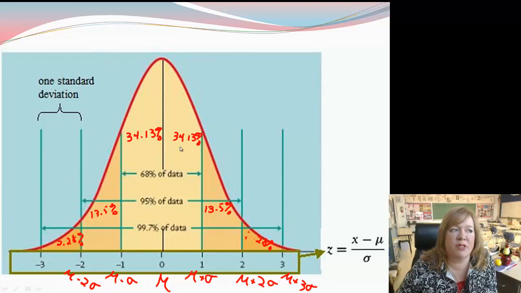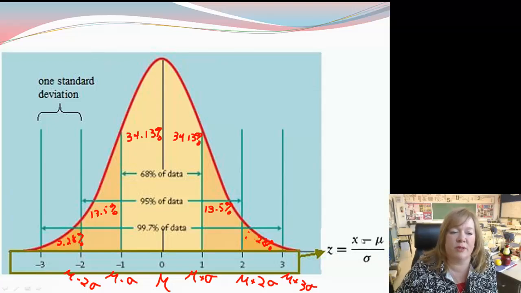Here are the exact percentages for each part. For each, can you say it with me, trapezoid looking thing? And then between 2 standard deviations, 95% of the data is present. Notice this little portion here is 13.5. This little portion here is 13.5. And the little tails, 2.28 on each side.